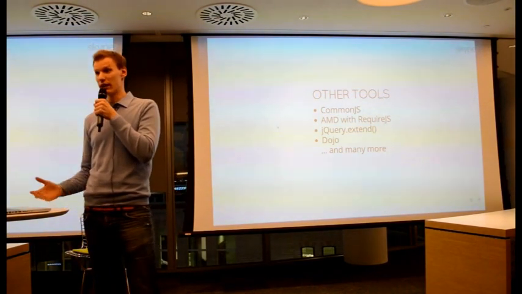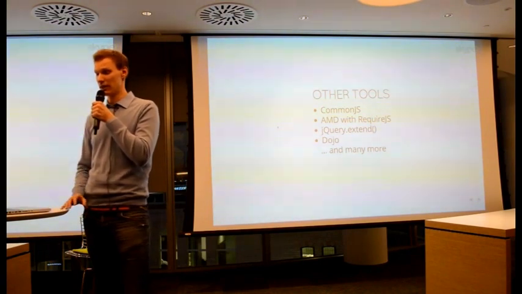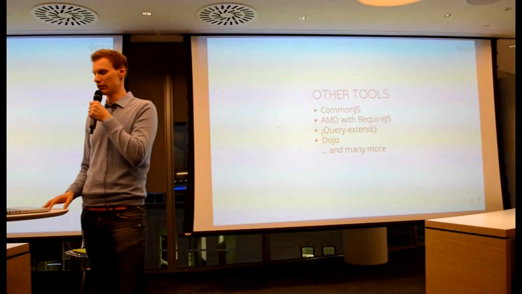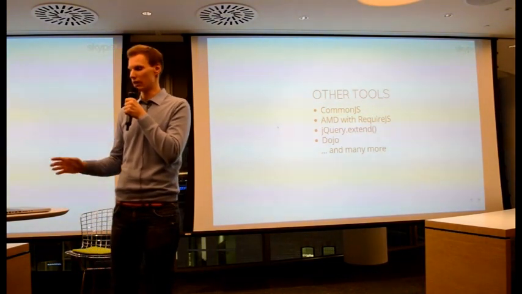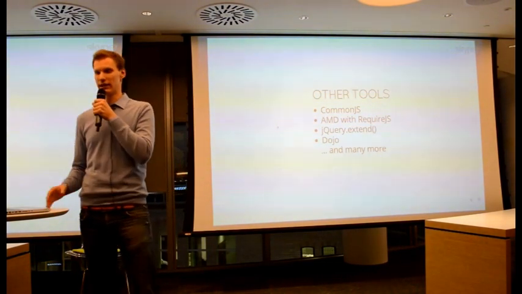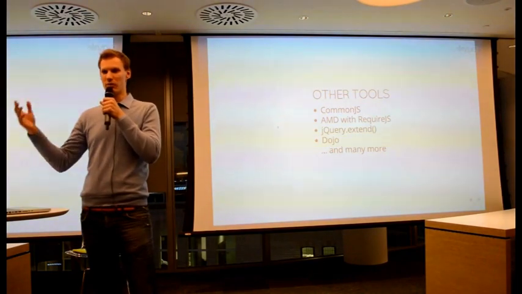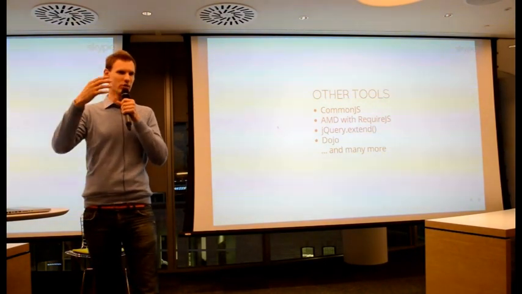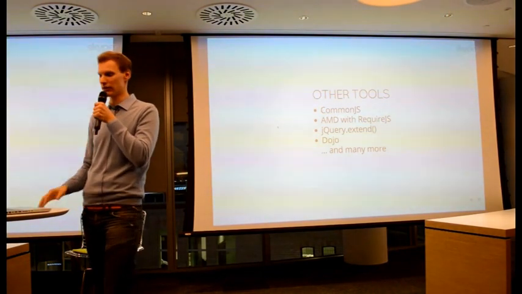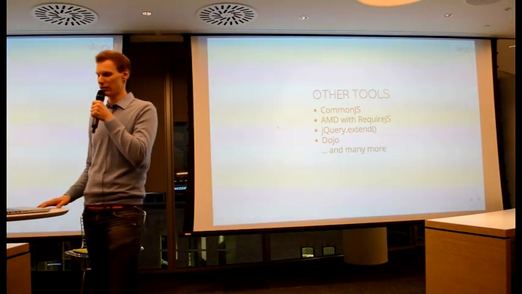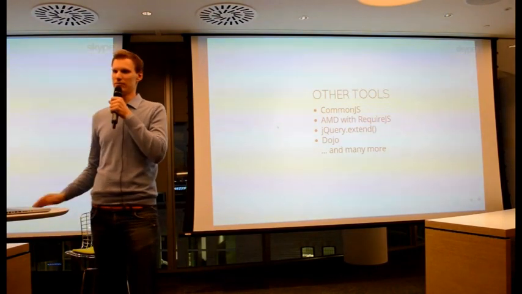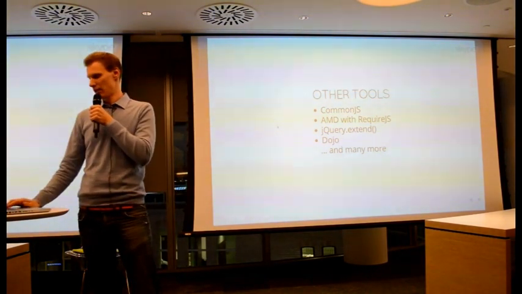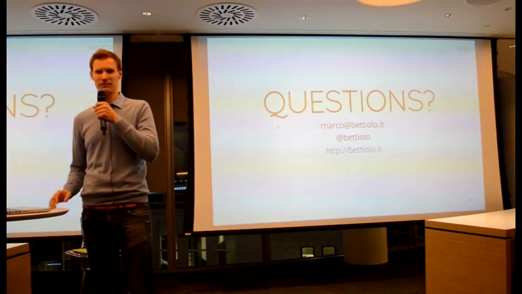And this is just a small subset of ways you can do objects in JavaScript. There are many, many more. So, for example, there is CommonJS, AMD with require.js, jQuery extend, which allows you to extend objects, and you have Dojo, which has functionality for doing objects and for extending and doing inheritance and everything. So there are really, I don't know, probably hundreds of different ways of doing objects with JavaScript. And that's it. Questions?